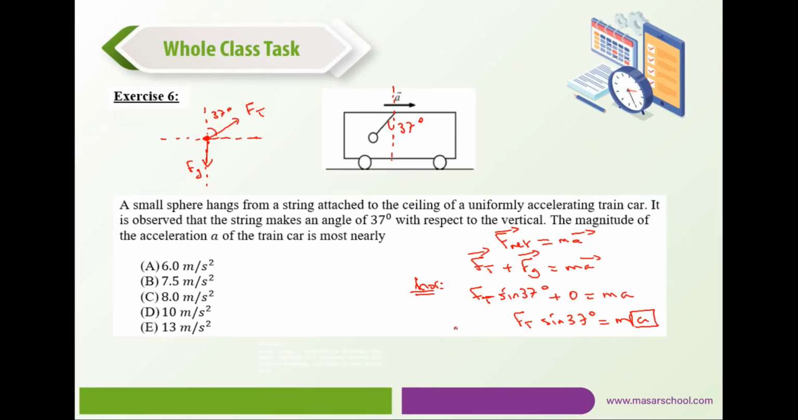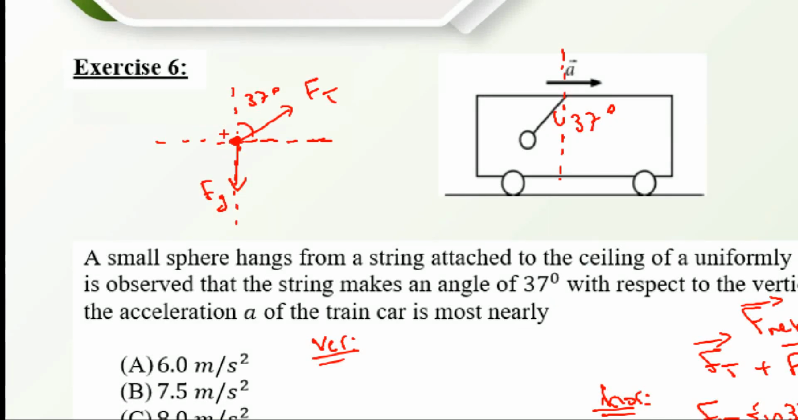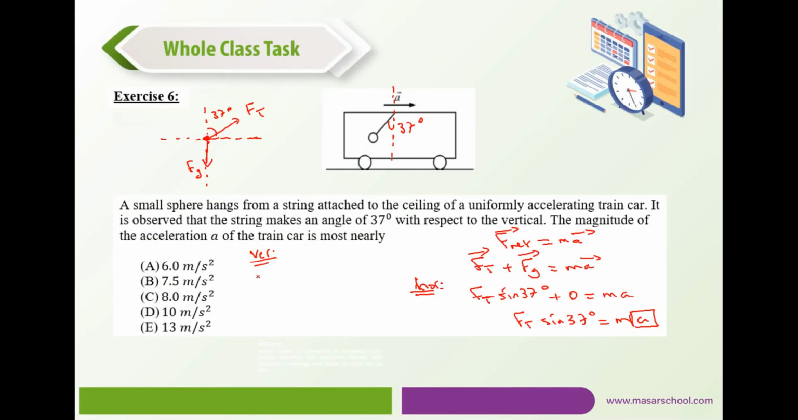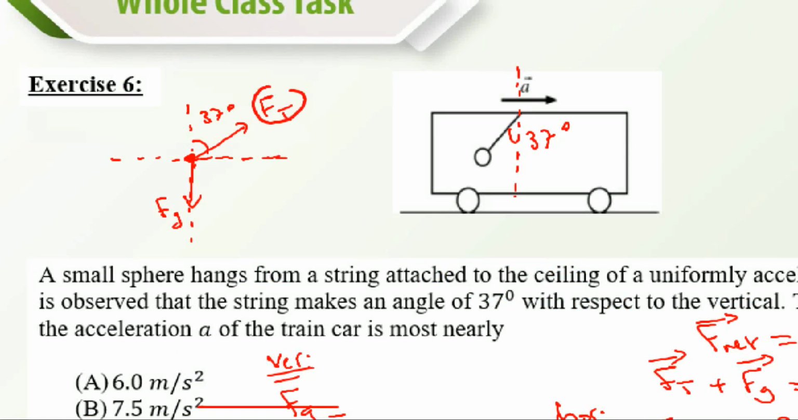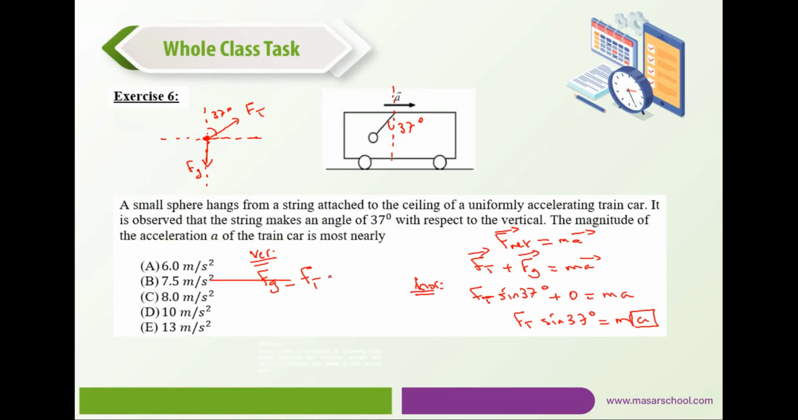For sure, now we need to refer to the vertical equation. So along the vertical we don't have any acceleration, so it's only accelerating horizontally. So we can say that the pull of gravity would be balanced by the vertical component of the tension force given by Ft cosine 37. So mg would be given by Ft cosine 37 degrees. So let me search for the value of Ft. So Ft in this case would be given by mg divided by cosine 37.